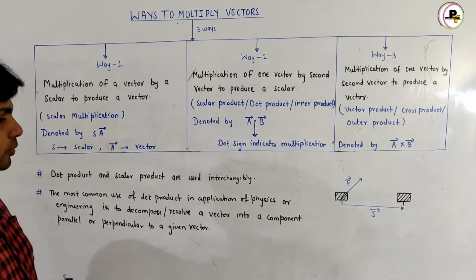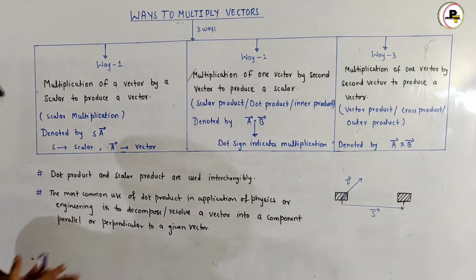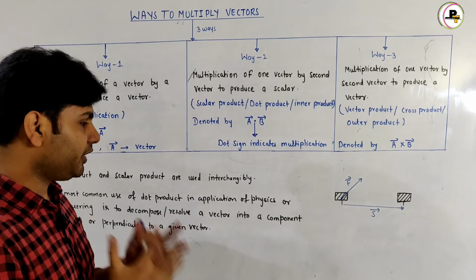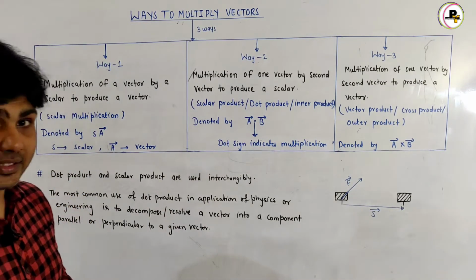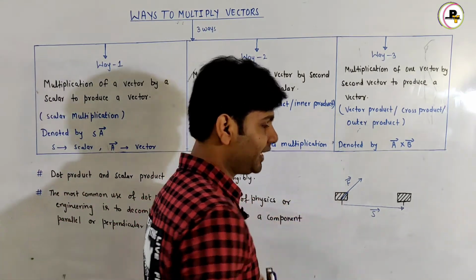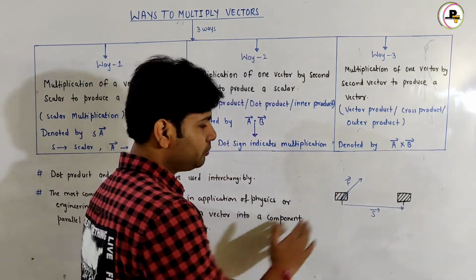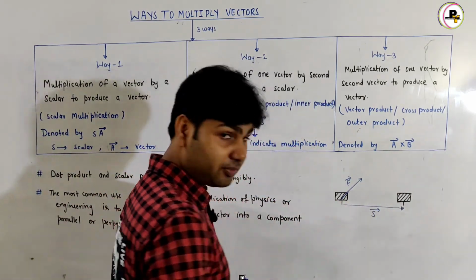The most common use of the dot product in the application of physics or engineering is to decompose or resolve a vector into a component parallel or perpendicular to a given vector. For example, suppose there is a block to which a force F is applied, and due to this force the block is displaced along the x-axis by displacement vector s.